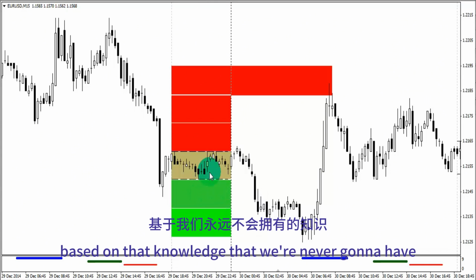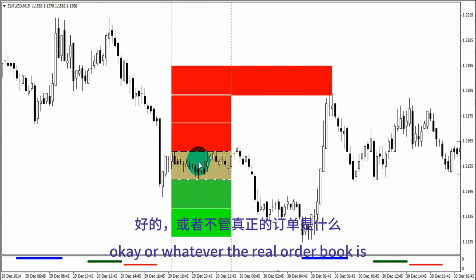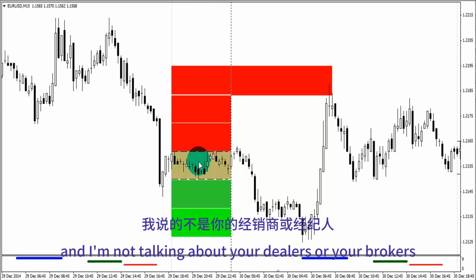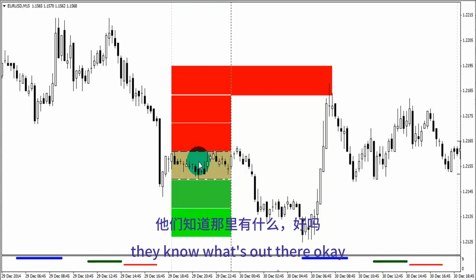Based on that knowledge, we're never going to have that real knowledge of what they can see, or whatever the real order book is. And I'm not talking about your dealers or your brokers. I'm talking about the central bank level. They see all that stuff. They know what's out there.